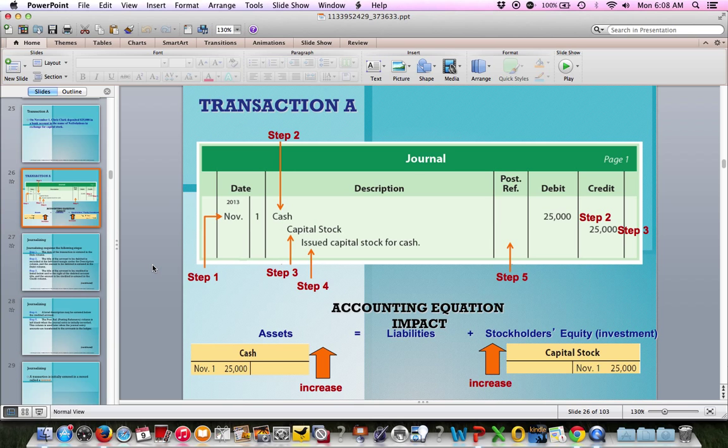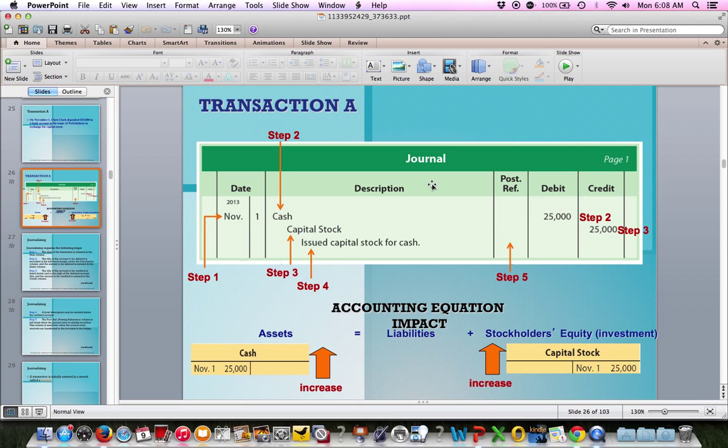Okay, and so there are a few steps to follow here. There are 5 steps we have to think about when it comes to recording a journal entry. Step 1, pretty simple, is the date. Now this journal here, just imagine you had an 8.5 by 10 piece of ruled paper in front of you. That's essentially what a journal is. You start at the top and you work your way down to the bottom of the page. You get done with a page, you start a new page.